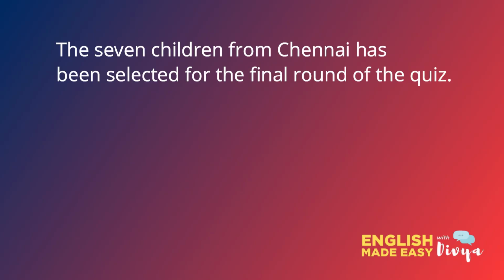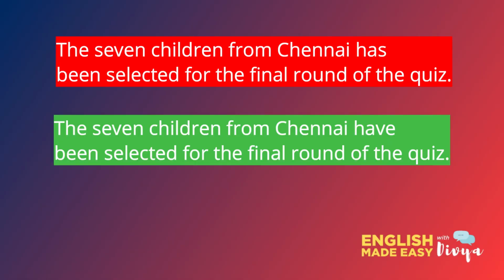Let's check the second sentence. The 7 children from Chennai has been selected for the final round of the quiz. So now here you are talking about the 7 children from Chennai. So when we talk about children, which is plural, the verb should also be plural. So the 7 children from Chennai have been selected for the final round of the quiz.